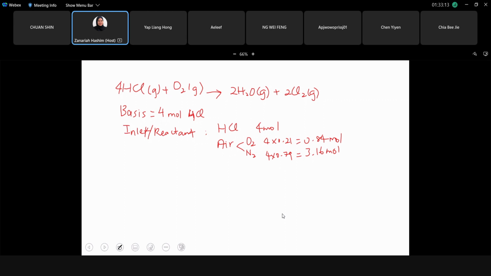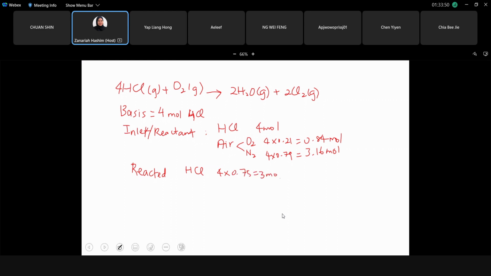Okay. So next you have to consider the reaction. How much reacted. So in this case, in the question it says 75% reacted. So 75% out of 4 moles, you have to calculate 4 times 75%, which means 3 moles. So reacted HCl is 4 times 0.75, which is 3 mole.